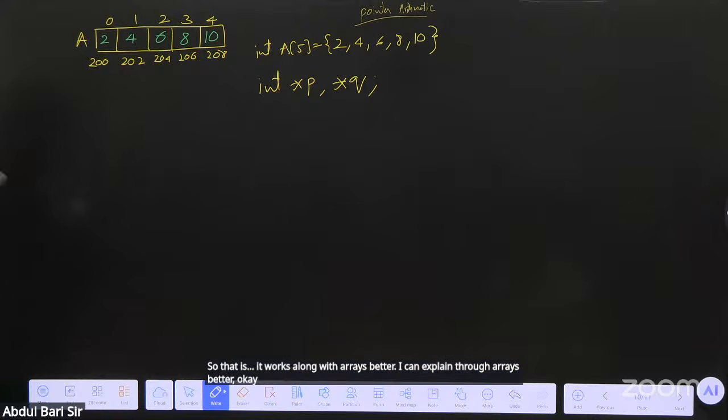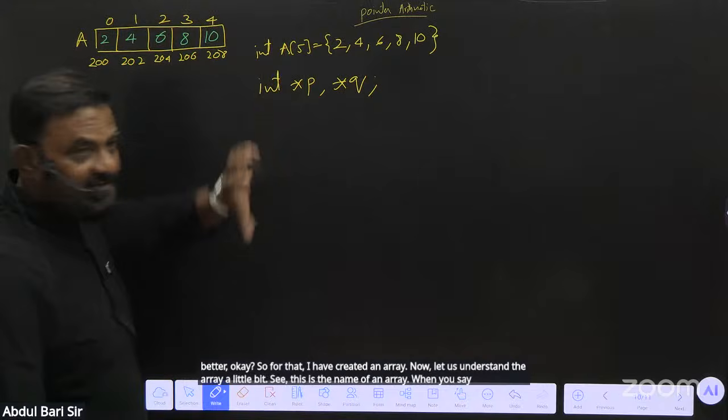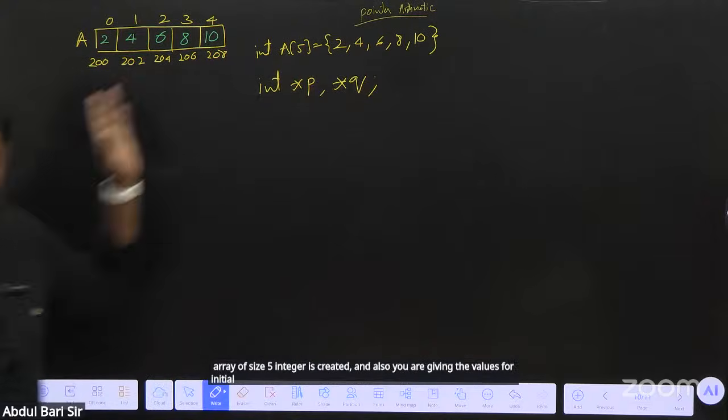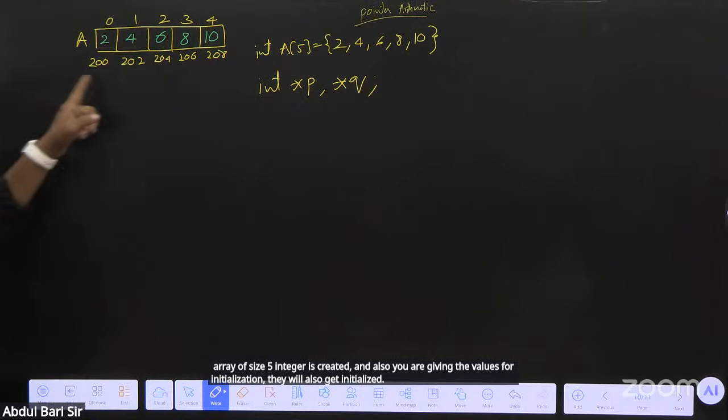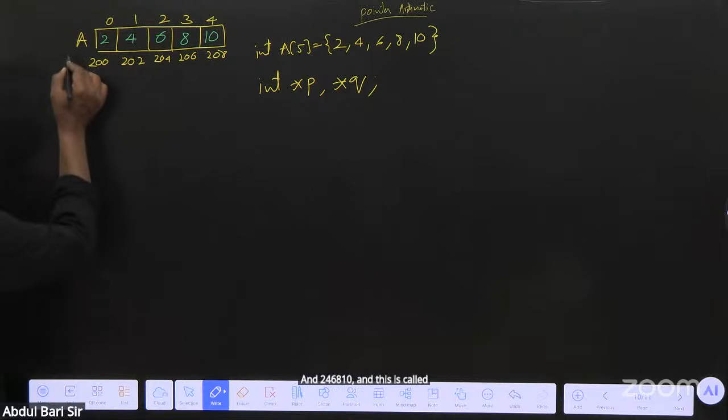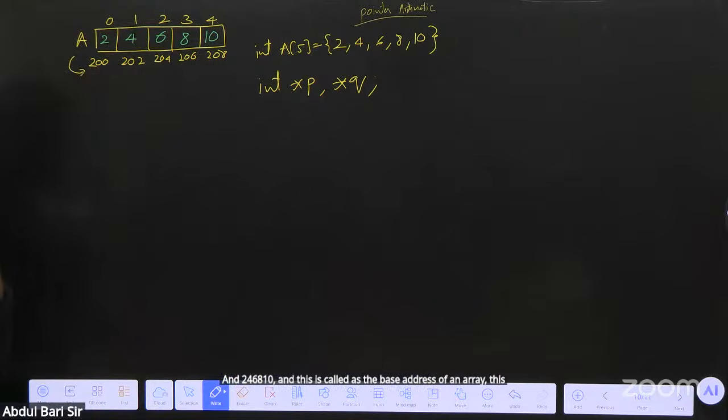So for that I have created an array. Now let us understand the array a little bit. See, this is the name of an array. When you say a of size 5, an array of size 5 integer is created, and you are also giving the values for initialization. They will also get initialized: 2, 4, 6, 8, 10. And this is called the base address of an array, that is 200.